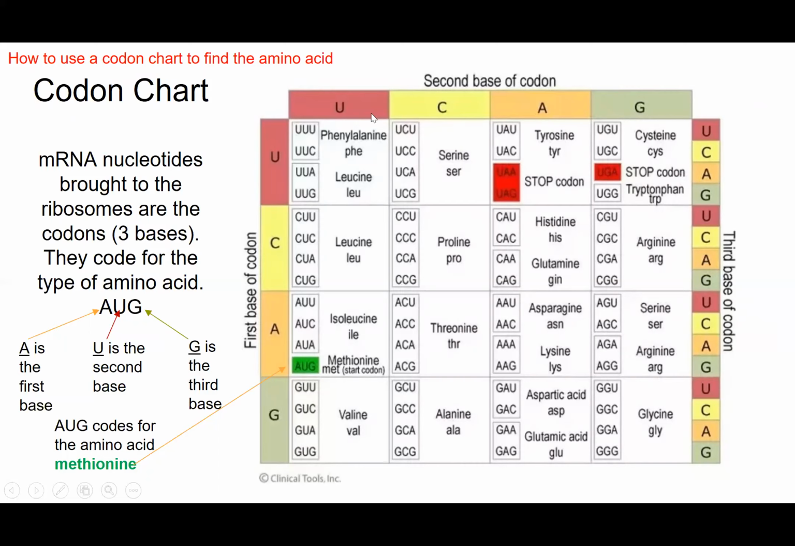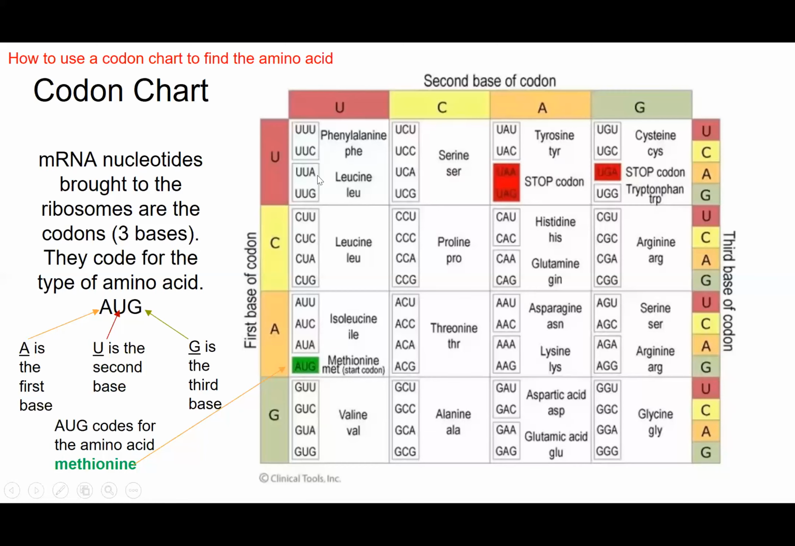Second base are these here. So U must be in the second one all the way down, okay? C must be in the second one all the way down. A must be in the second one all the way down. And G must be in the second one all the way down, okay? And then third base is broken up into these sections here, okay? So you can see U, U, and U, right? U, okay? U, U, and C. UUC, right? U, and A, right?